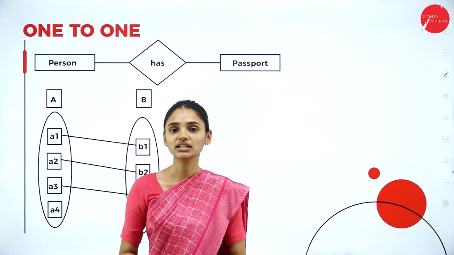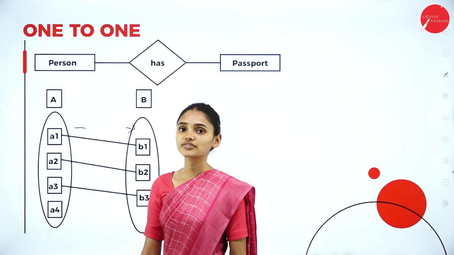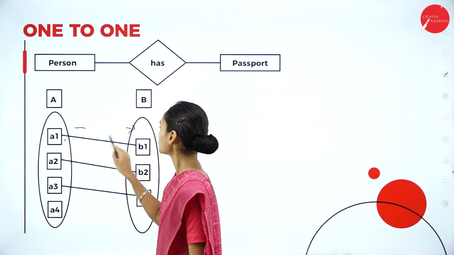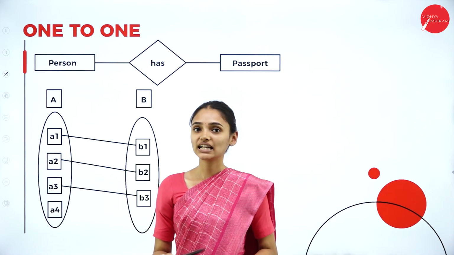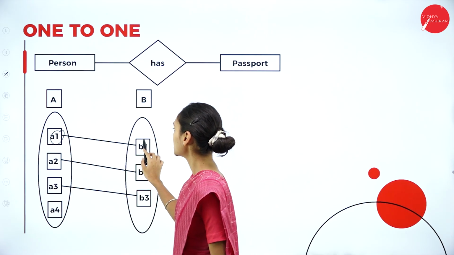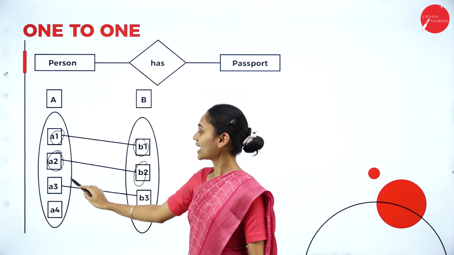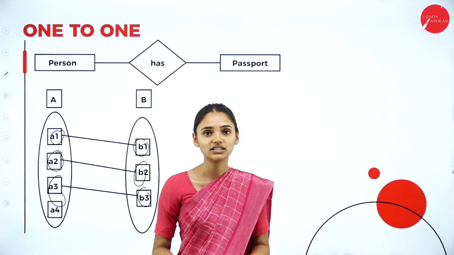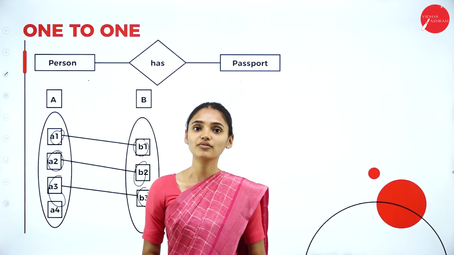First one is one to one. Here a single instance of one entity is participating with a single instance of the other entity. Here we have two entity sets A and B. A1 participates with B1 only once, A2 with B2 only once, and A3 with B3 only once. This is a one to one relationship. For example, a person has only one passport.